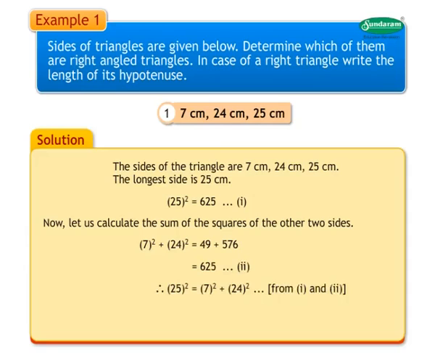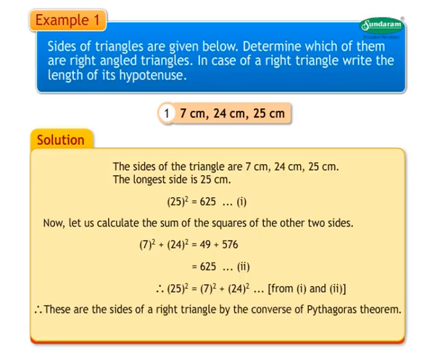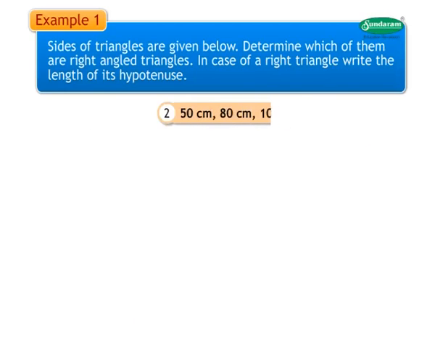From statement 1 and 2, we get 25 square is equal to 7 square plus 24 square. Therefore, these are the sides of a right-angled triangle by the converse of Pythagoras theorem. Length of the hypotenuse is 25 centimeters. Number 2. 50 centimeters, 80 centimeters, 100 centimeters.